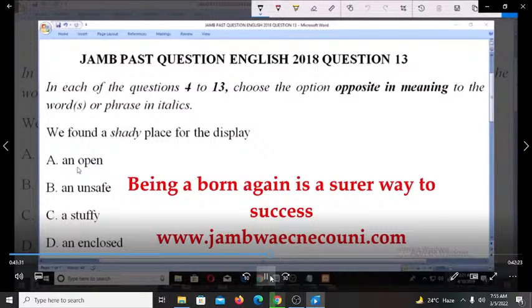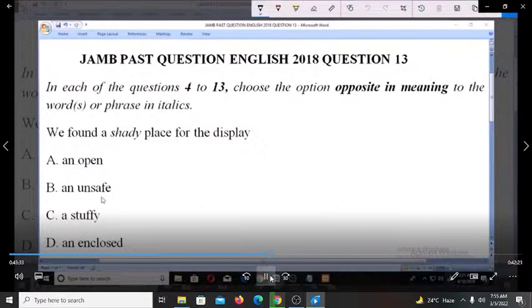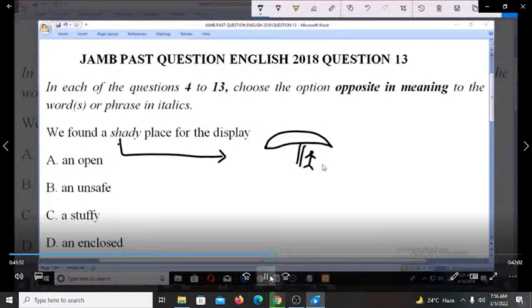A, an open. B, an unsafe. C, a stuffy. D, an enclosed. Now, for us to understand this very well, we need to know the meaning of these words. So first of all, the word that we are looking at is shady. Shady simply means a place that has shade. You understand? You're staying in a place that has shade, a place that is covered.